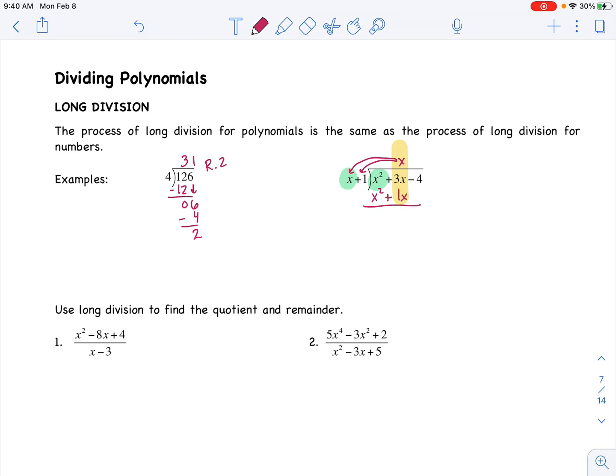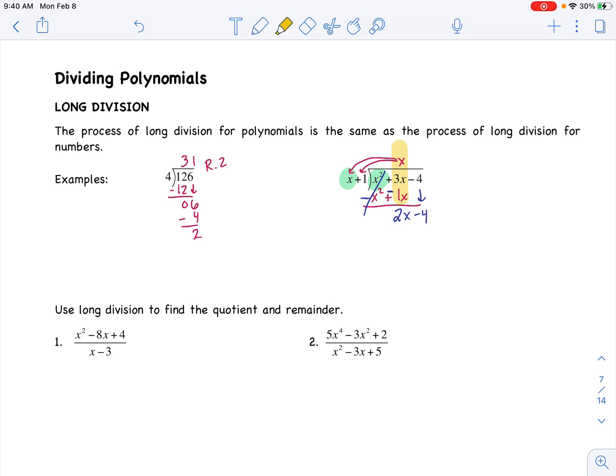And now I do the same step, which is now subtract. But when you subtract, you have to subtract both terms. So you have to make both of those minus or distribute a negative, however you want to think of it. But you do have to subtract both of them. The x squared is gone. 3x minus 1x now is 2x. Bring down your minus 4.